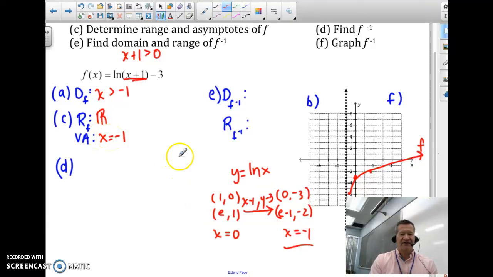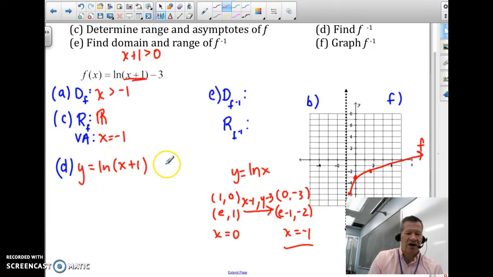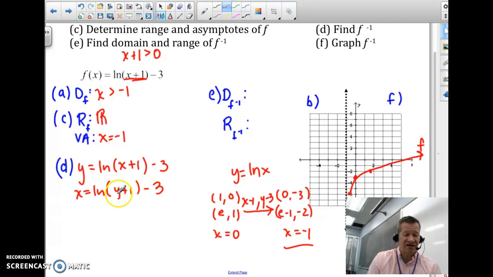Part D, they want us to find the inverse. Okay, now, to find an inverse, we learned in section 5.2 that we switch x and y. I want to show you how that works. So I had this function, y equals log of x plus 1 minus 3. Switching x and y, it now says x is a natural log of y plus 1 minus 3. Now I got to get y by itself. So how do we get y by itself? Using inverses. First, we're going to add 3 to both sides because they're subtracting 3.